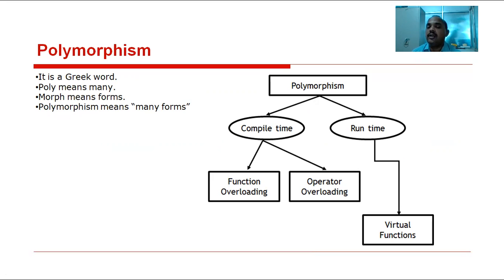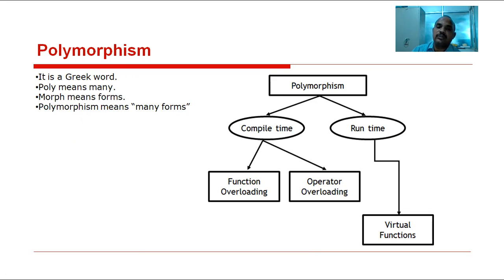Late binding or dynamic binding. Clear? So what are the examples of compile time polymorphism? Function overloading and operator overloading. These two are the examples of compile time polymorphism. What are the examples of runtime polymorphism? Virtual functions, like using pointers. Clear? Virtual functions, runtime polymorphism.